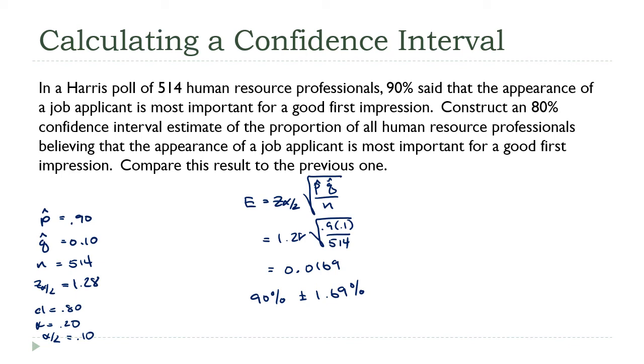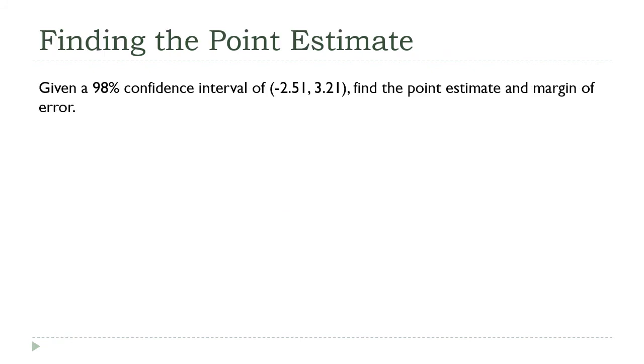Okay, so what's next? Now we've seen how to create confidence intervals. The next question we want to ask, and this is a very important question from the statistical research perspective, is what sample size do I need to get a certain level of confidence in my result? That's the question we're going to answer in the next lecture. One more thing to think about before we move on. Given a 98% confidence interval, find the point estimate and margin of error.